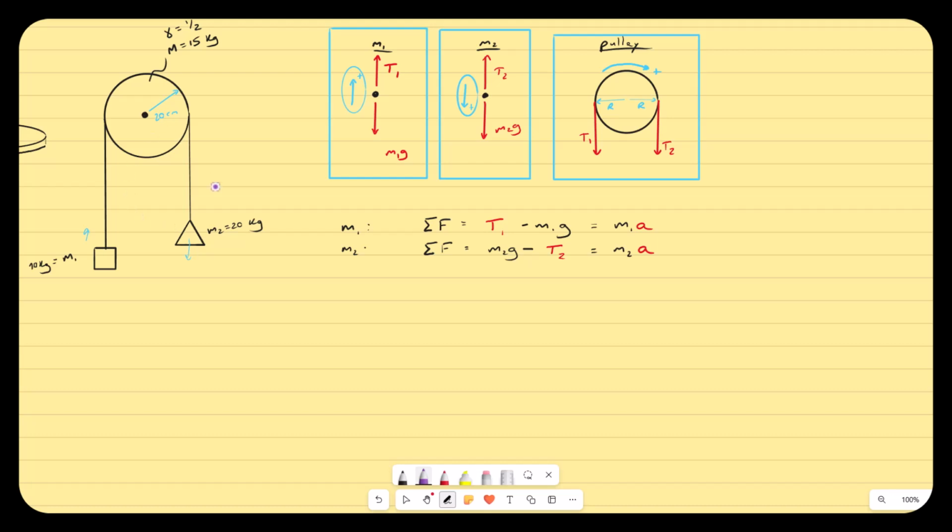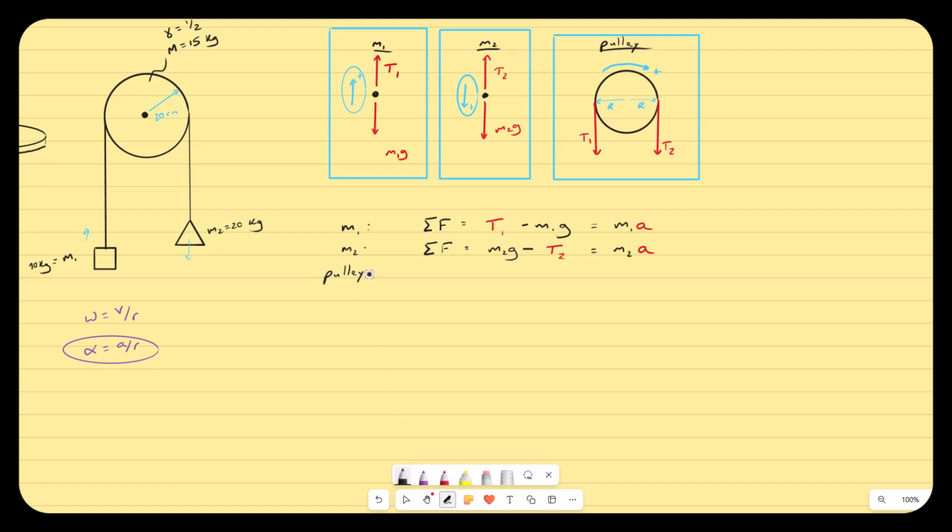If this thing is going to rotate without slipping, then what I know is that omega is V over R. I have talked about that before, but also alpha is A over R. So I'm going to use this for my third equation. Here comes my third equation.